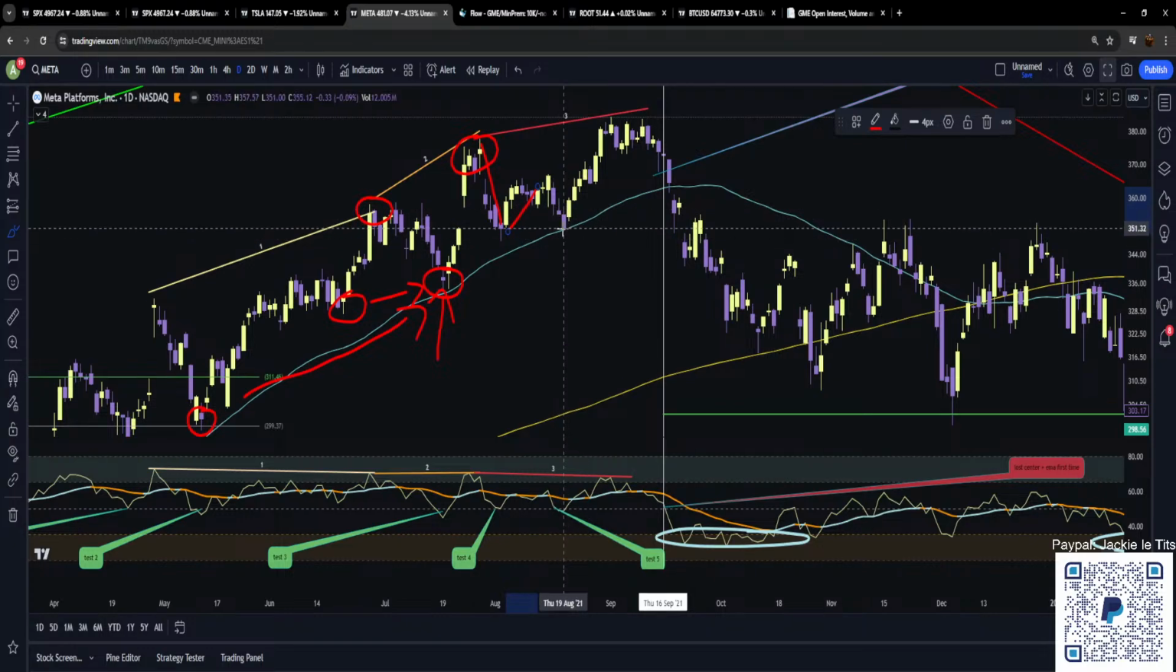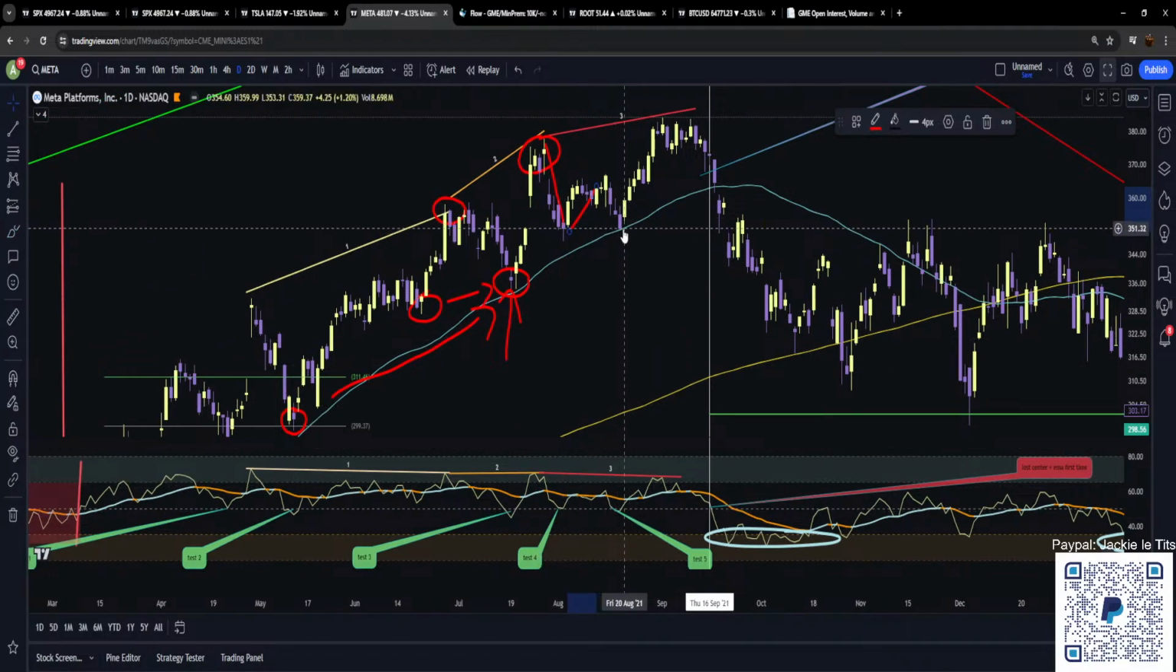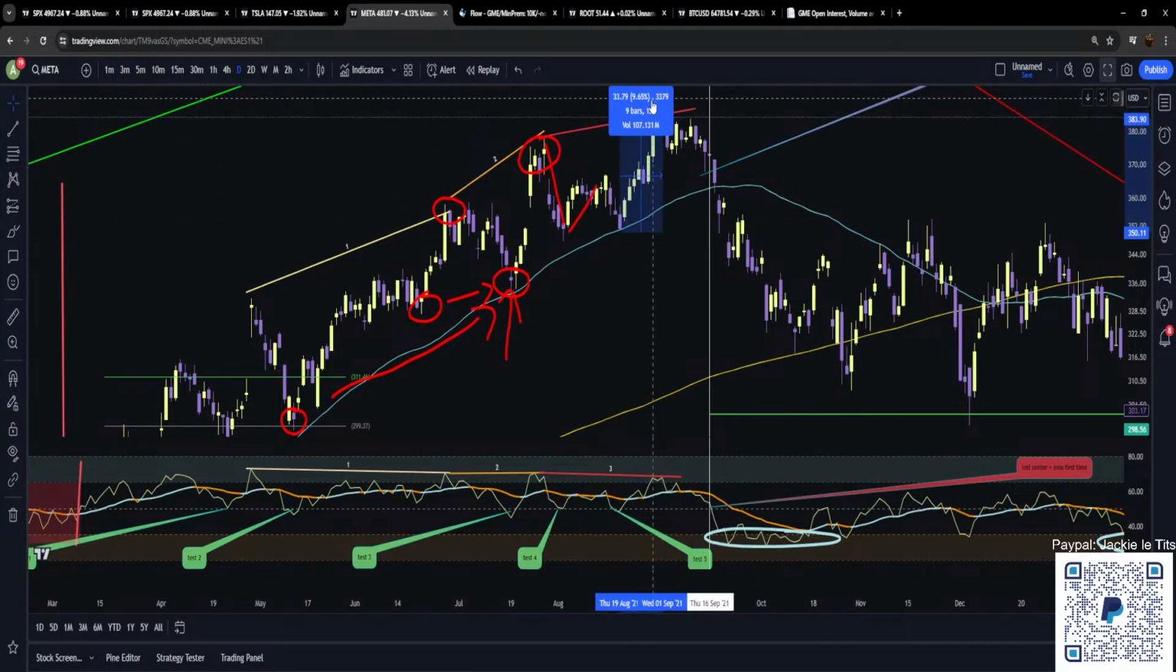So then we see this test. It's another test of the center line. It holds the center line. It perfectly aligns with the daily 50 period moving average. Bada bing, bada boom, another ripper.